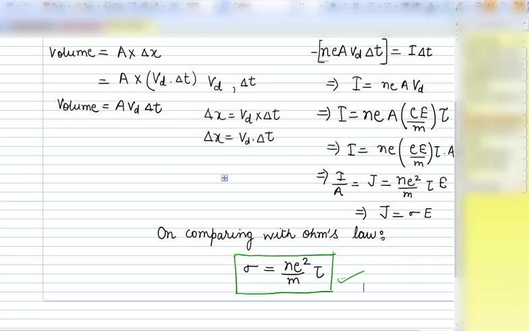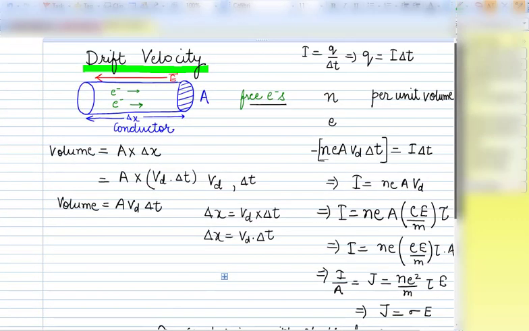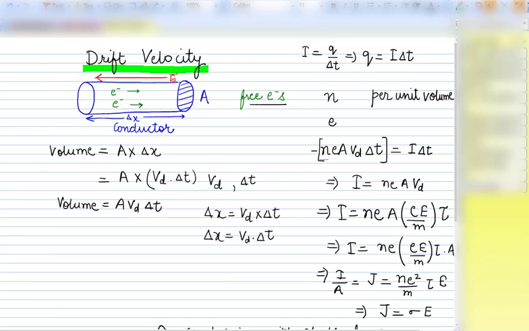So the concept should be very clear: whenever we are not applying any electric field, the free electrons are still moving, and they are colliding with the fixed positive ions. In that case they are moving in random directions, so the average velocity comes out to be 0. Whenever we apply an electric field, they drift in the direction opposite to the field.